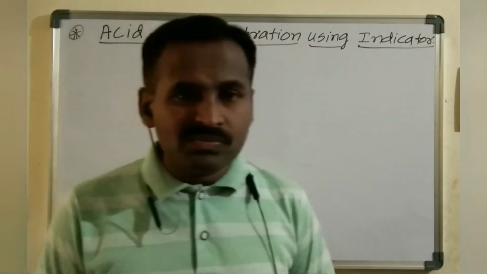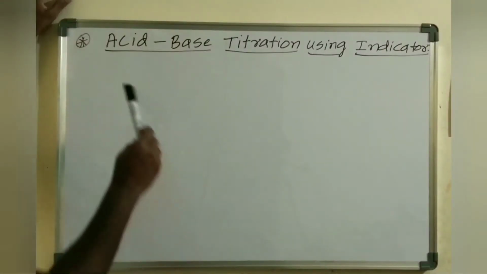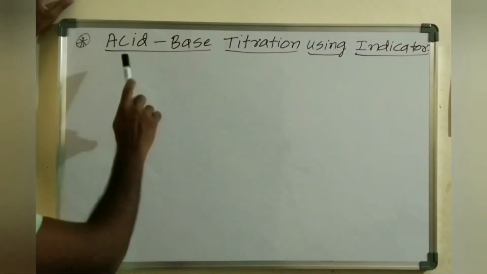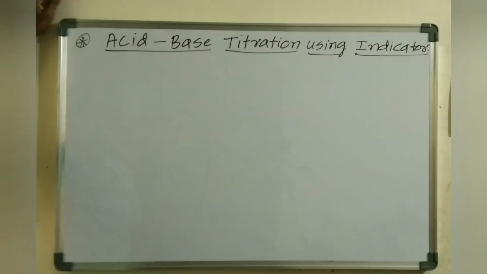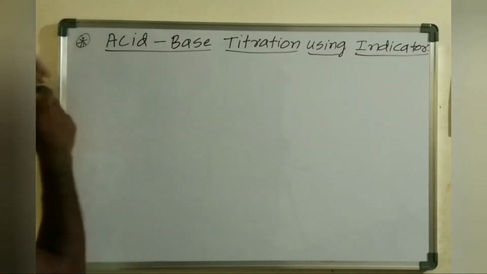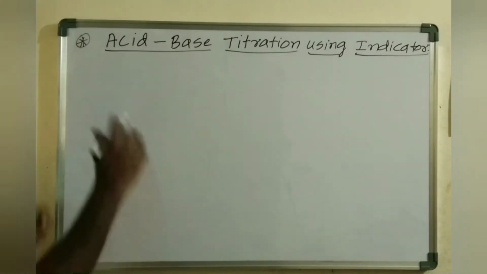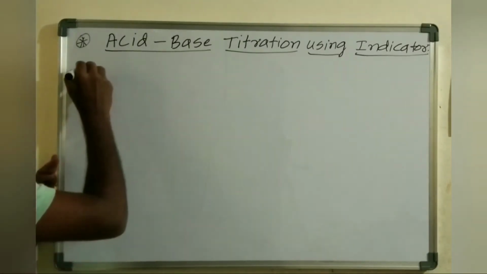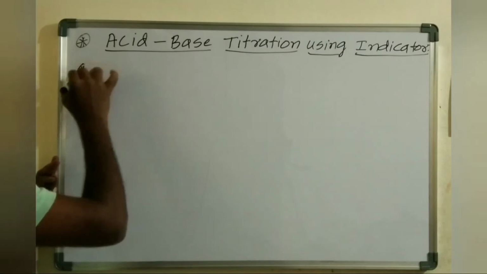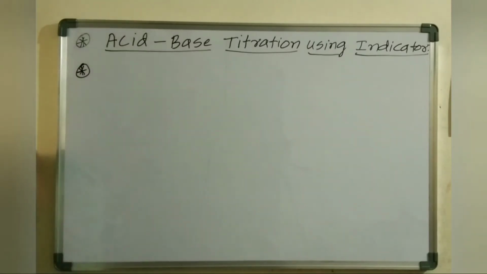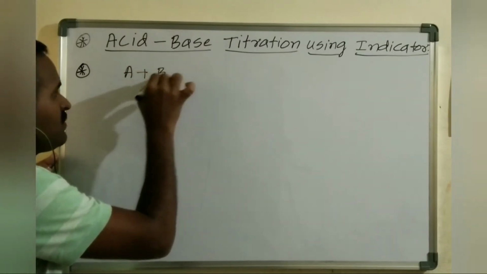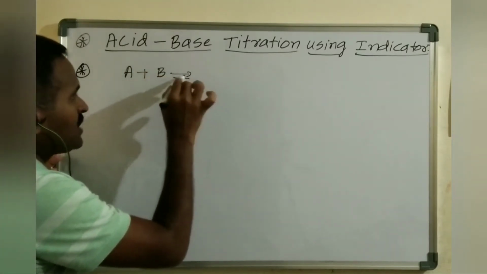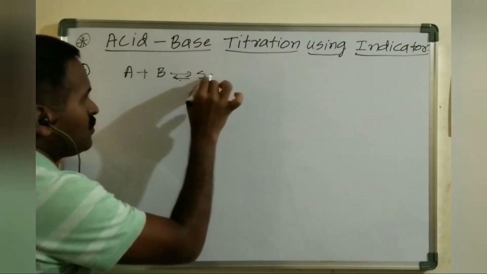I'm Venkatesham. In this video, I'm going to discuss acid-base titration using the indicator. Acid-base titration is nothing but a reaction between the acid and base. It's generally a neutralization reaction. Whenever the acid reacts with the base, it forms its salt and water.